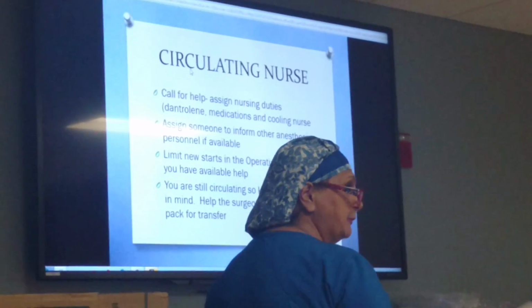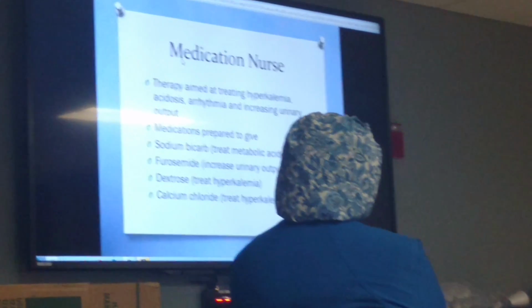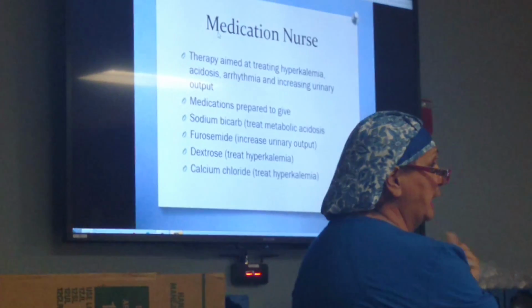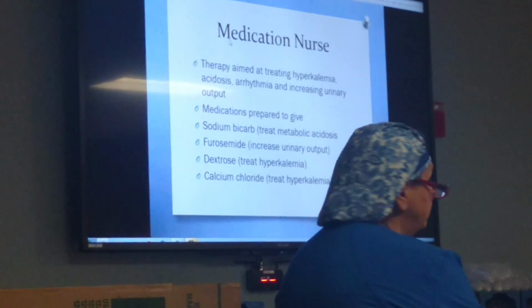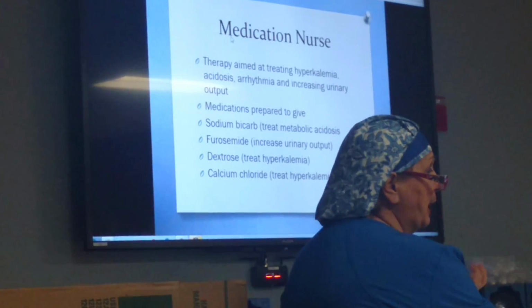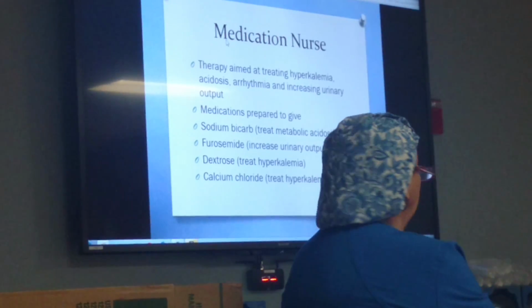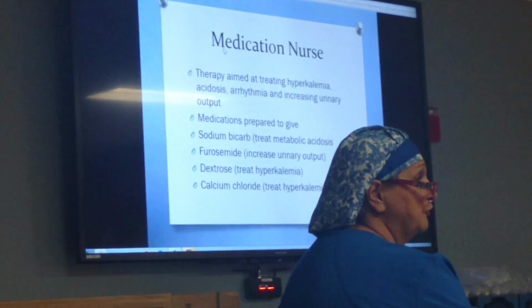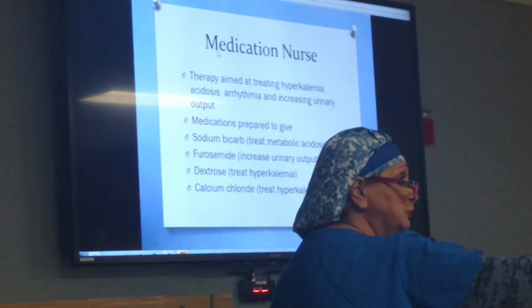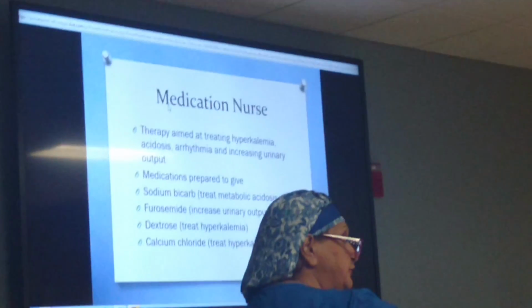Your therapy is aimed at treating all the signs and symptoms that this patient is having. So they have hyperkalemia, acidosis, arrhythmias, and you want to increase the urinary output. So you have to prepare medications as well. You may have just a dantrolene nurse, prepare that. You may have another medication nurse over here giving anesthesia the other drugs that you need. So you're going to need the sodium bicarb, right? Because you have metabolic acidosis.